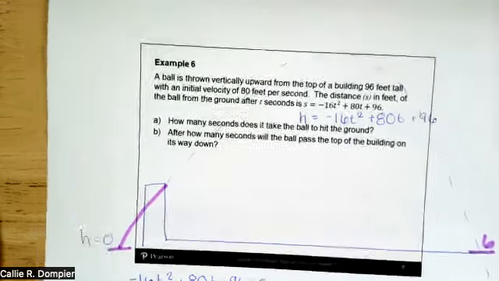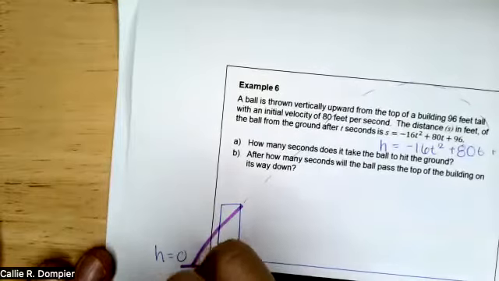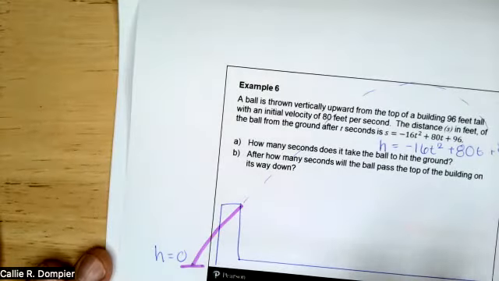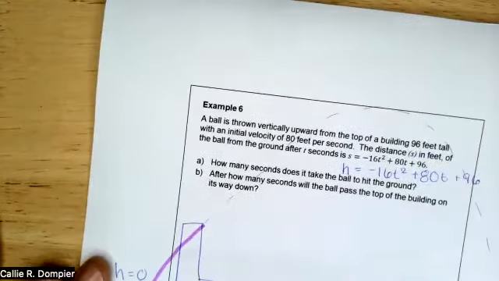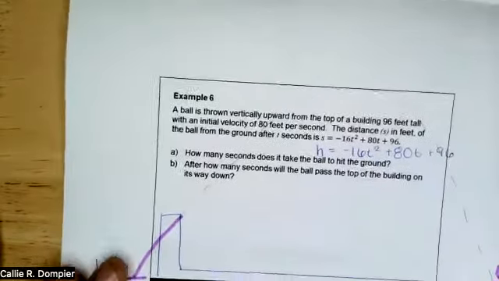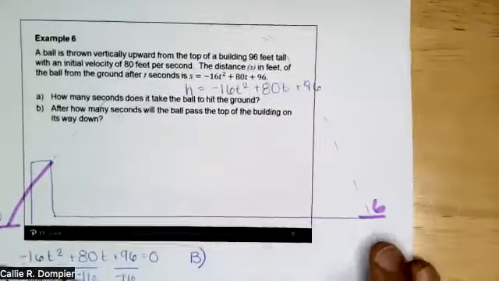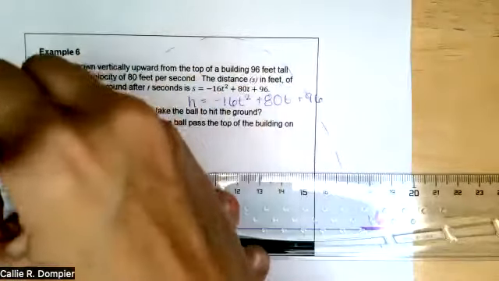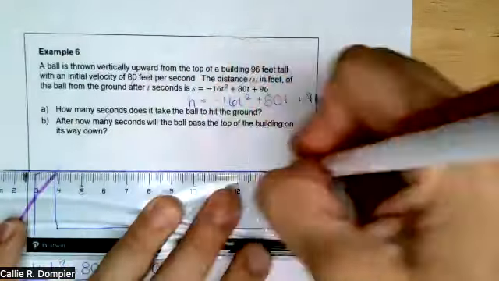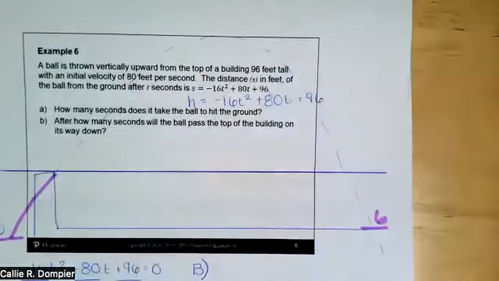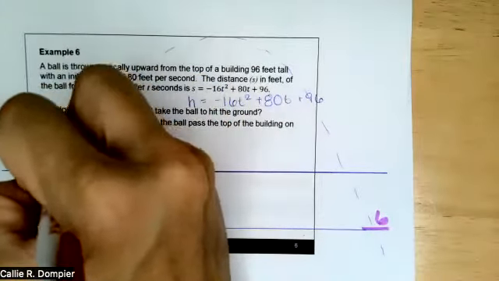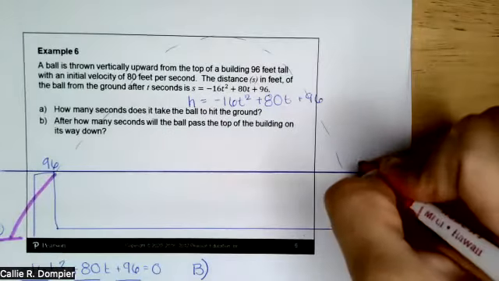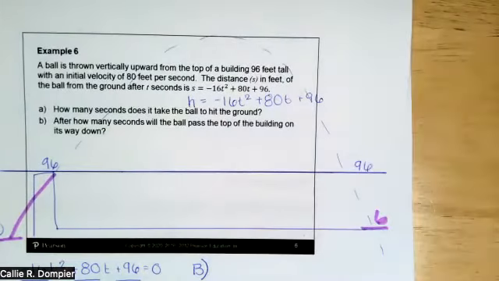Here we have the same question for B, so that was A. For B, our question was, how many seconds will the ball pass the top of the building on its way down? So instead of a height of 0, they're asking us about this height, where you started. Here the height is 96, right? I threw it from a height of 96. How long until it is at 96 again?